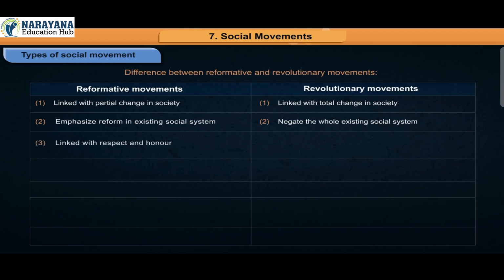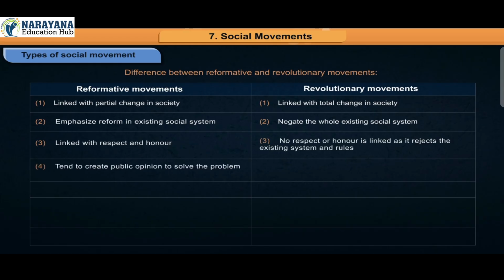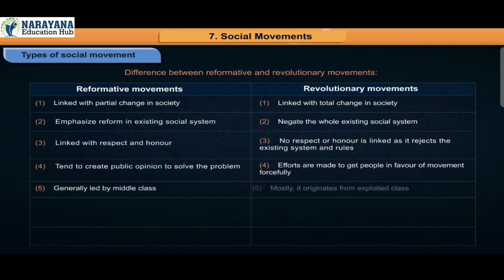Reformative movements, number 3. Linked with respect and honor. Revolutionary movements, number 3. No respect or honor is linked, as it rejects the existing system and rules. Reformative movements, number 4. Tend to create public opinion to solve the problem. Revolutionary movements, number 4. Efforts are made to get people in favor of the movement forcefully. Reformative movements, number 5. Generally led by the middle class. Revolutionary movements, number 5. Mostly it originates from the exploited class.